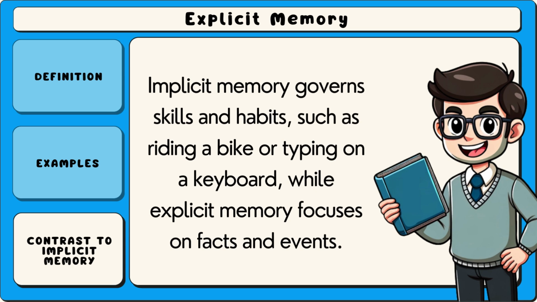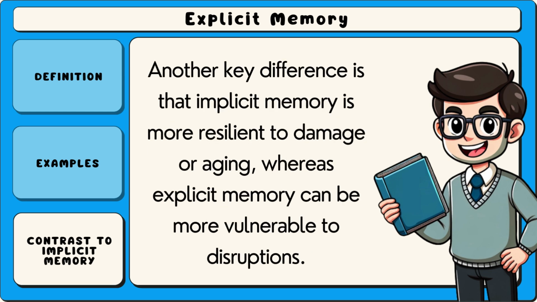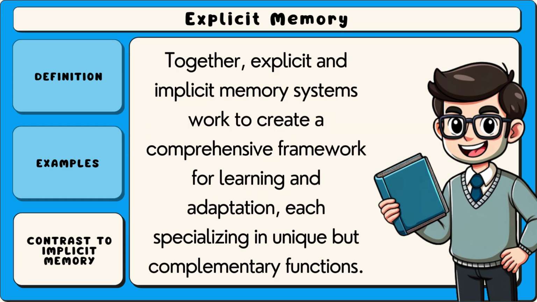Implicit memory governs skills and habits, such as riding a bike or typing on a keyboard, while explicit memory focuses on facts and events. Another key difference is that implicit memory is more resilient to damage or aging, whereas explicit memory can be more vulnerable to disruptions. Together, explicit and implicit memory systems work to create a comprehensive framework for learning and adaptation, each specializing in unique but complementary functions.